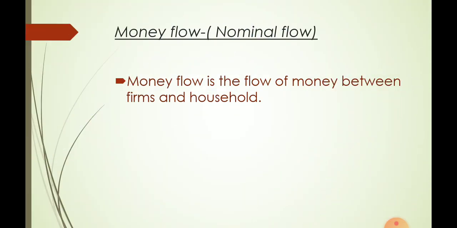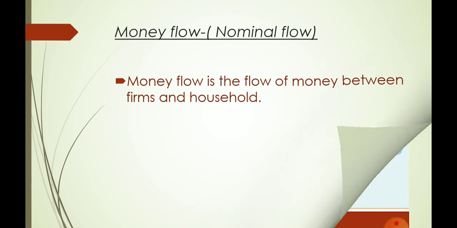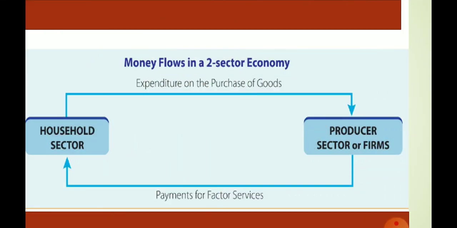Next is money flow. It is known as a nominal flow. What is money flow? The money flow is the flow of money. Its name makes its meaning clear. It is the flow of money between firms and households. Now, its explanation with this diagram.